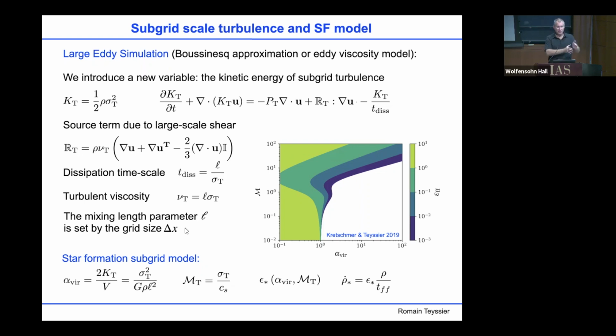If your flow is very turbulent, then this subgrid model just prolongs the turbulent model from the resolved scales to the unresolved scales below the grid scale. Okay? And so this new equation that we solve, an additional equation, allows us to estimate the velocity dispersion of the turbulence inside our computational cells. Okay, that's the trick. So we use it for star formation too, but I'm not going to discuss this here. If you're interested, come talk to me later.